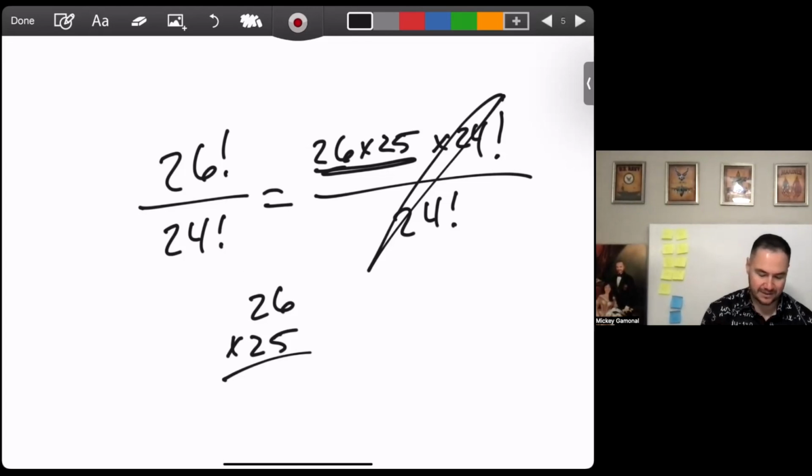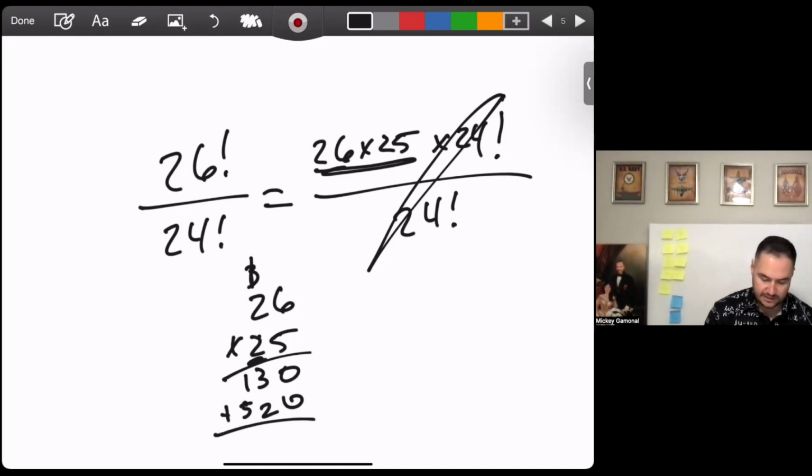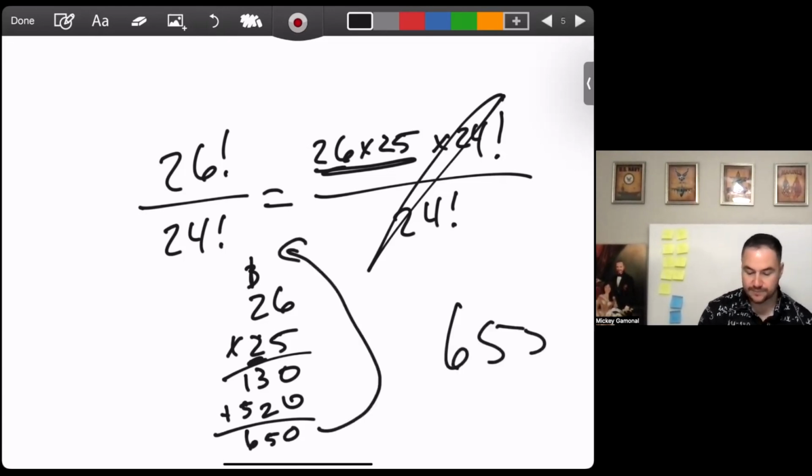5 times 6, 30. 5 times 2, 10. Plus 3, 13. Shift over because now we're multiplying by the tens place. We're timesing by 20s, not by 2s. And so 2 times 6 is 12. Carry the 1. 2 times 2 is 4. Plus 1 is 5. Add that up and we get, what is this? 650. 650 is the answer for this question.